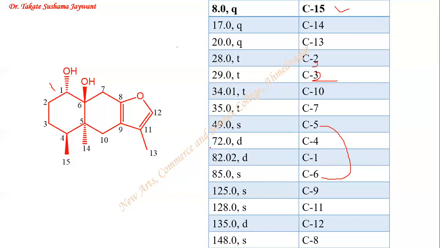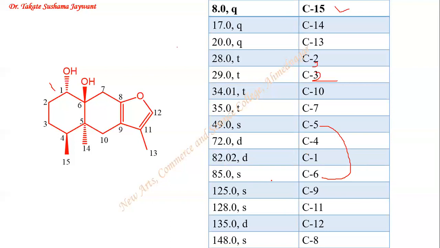We have doublet at 72.0 and one more doublet at 82.0. Look at carbon number 1 and carbon number 4. These two carbon atoms can give me doublets. So among C1 and C4, C1 is attached to OH group. Therefore, the C1 carbon atom must be more de-shielded as compared to C4 carbon atom. So among these two signals, doublet signal 72 will be because of the C4 carbon atom and 82 will be because of the C1 carbon atom.